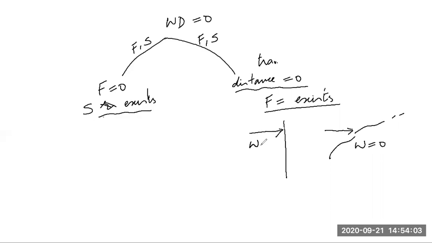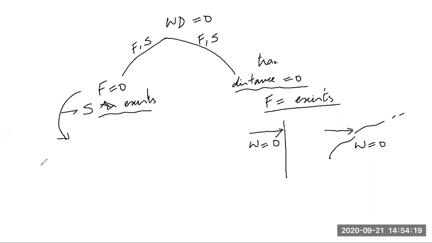Work done is 0, all right? There's a car, you're trying to move the car, it is so heavy that you're not able to move it. Work done is 0. Can you think of any situation where force is equal to 0 but distance is there?